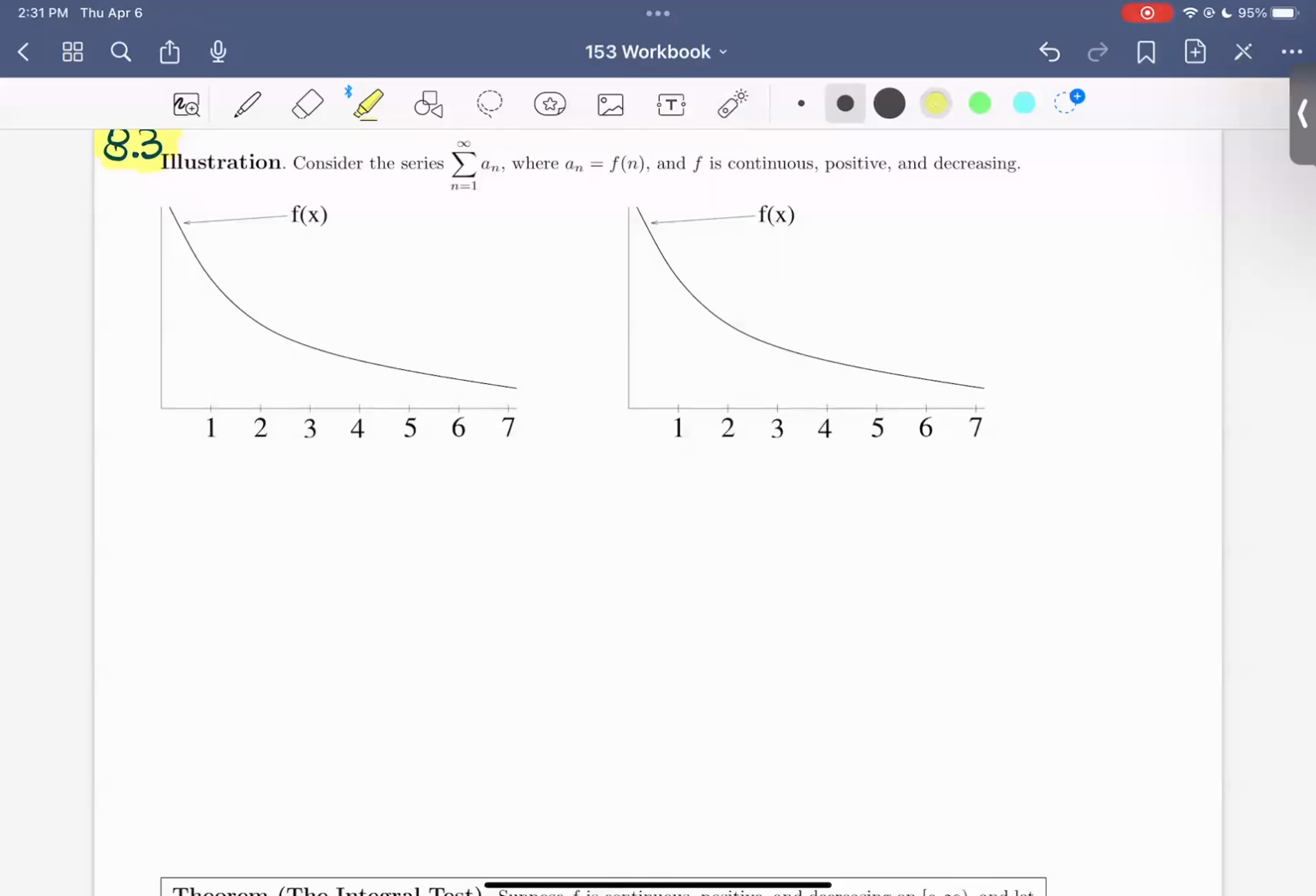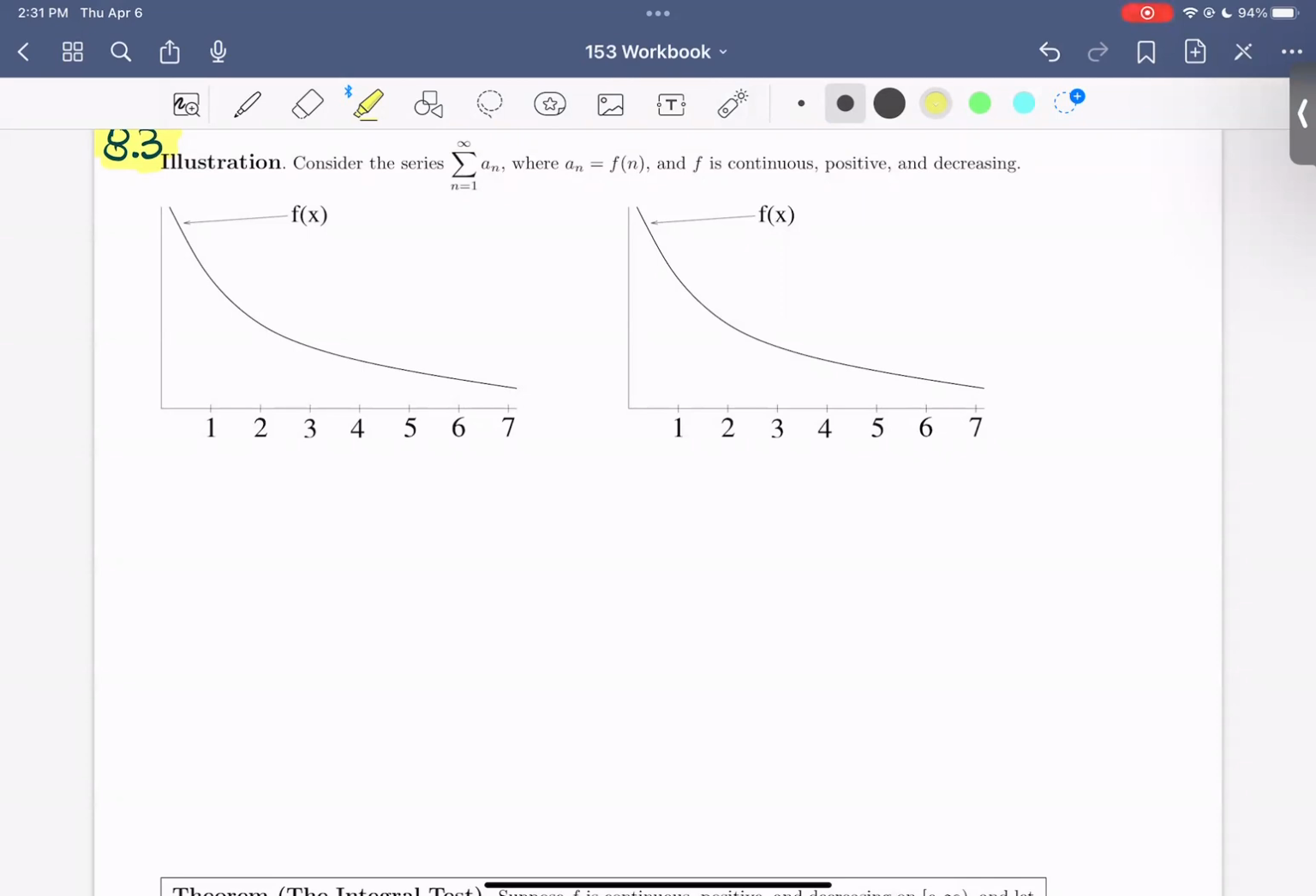Hey everyone, in this video, we're going to continue our work in section 8.3. So in this video, we're going to learn about a new test for convergence or divergence of a series. It's called the integral test. But before we look at that formal result, I want to set up this theorem by comparing our infinite series with an integral, because it's going to be important in the formal theorem.